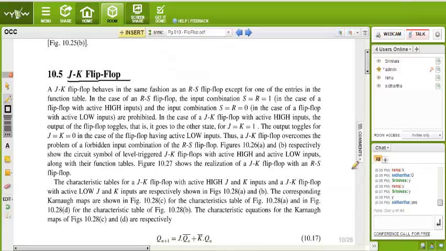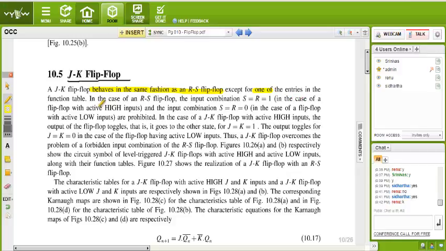Okay, in the RS flip-flop we just saw that we cannot use it because the output goes unstable: in that case Q is equal to 1 we got, and Q bar again we got 1. It is not possible, because Q bar should be the complement of Q. In that case we cannot use S is equal to 1, R is equal to 1. So to overcome this situation, we introduce a new flip-flop called the JK flip-flop. See here, a JK flip-flop behaves in the same fashion as an RS flip-flop, except for one of the entries in the function table. In the case of the RS flip-flop, the inputs S, R and R1.